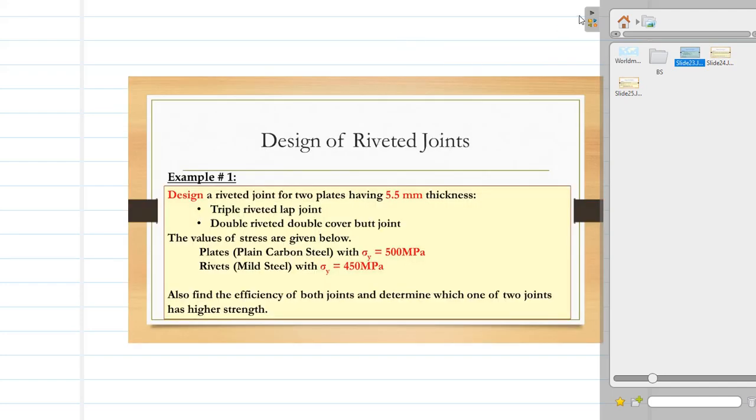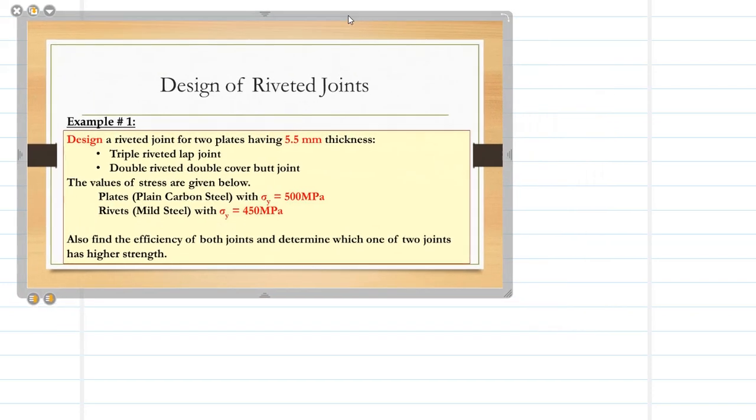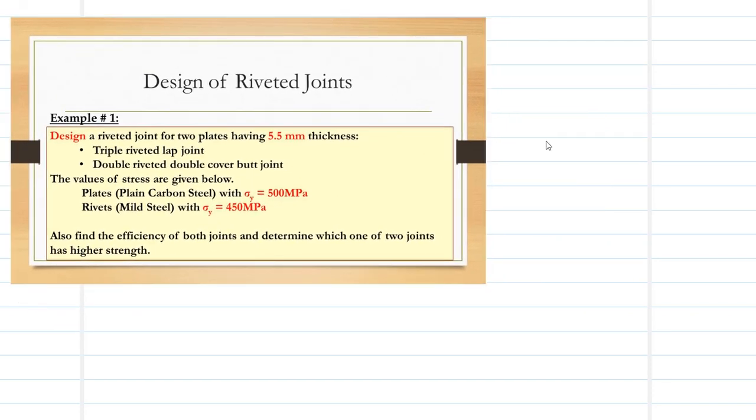So this is the problem statement that we are going to solve in this lecture. It is written that you have to design a riveted joint, and the thickness of the plate is 5.5 millimeters. And we have two options. One is the triple riveted lap joint. The second option is the double riveted double cover butt joint.